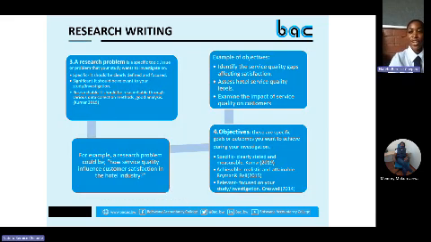Moving on to research writing. Good afternoon. Moving on, I'll be taking you through the research problem and objectives.